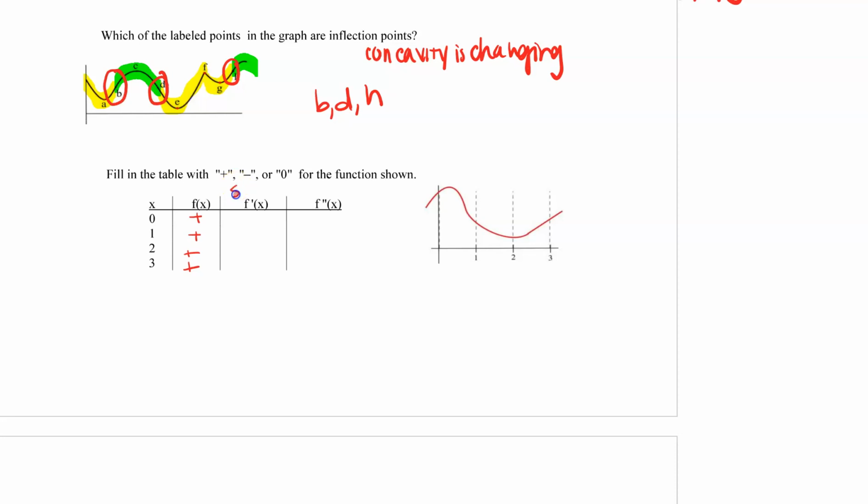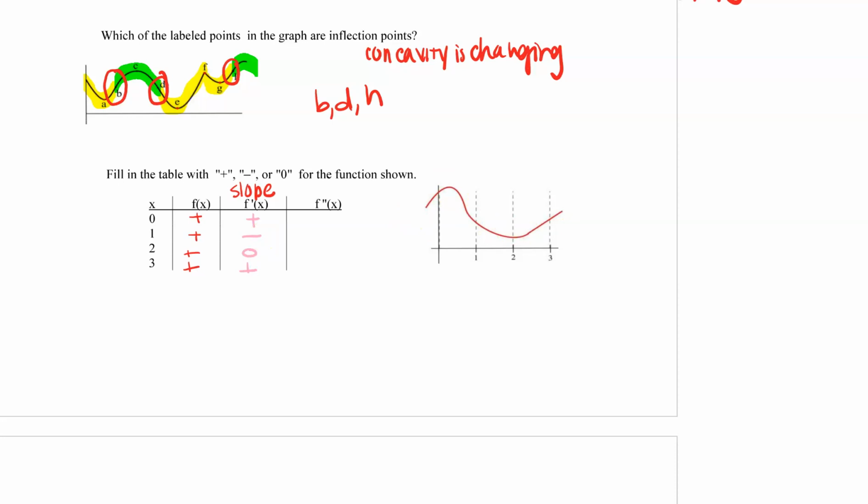Now don't forget, the derivative is slope. And so if I look at 0, you can see that it's going upward or increasing. And so that would be positive. At 1, you can see the tangent would be going downward, so that would be negative slope. At 2, you can see it's zeroed out, so that would be 0 slope. And at 3, we can see it's going up again, so it would be positive slope.